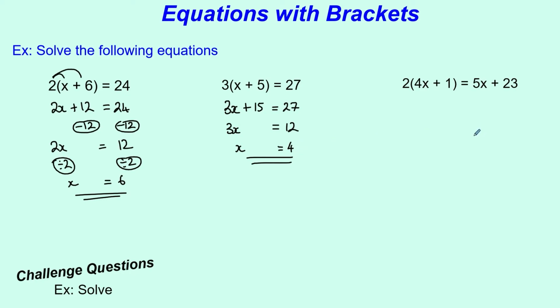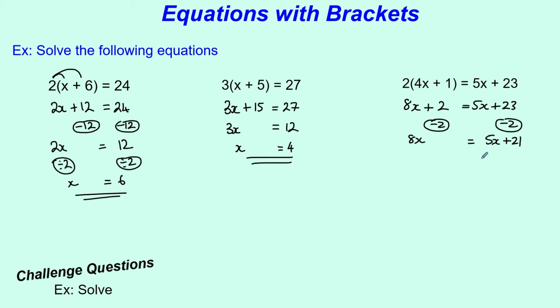The third example goes on to a more difficult equation, but it's still the same idea. We're going to multiply out the bracket, so 2 times 4x is 8x, 2 times 1 is plus 2, equals 5x plus 23. The right hand side just stays the same. We're then going to start balancing the equation out. What we want is to isolate this 8x term, so we take away 2 from both sides of the equation, to keep it balanced. So we get 8x equals 5x, which isn't changing, plus 21.